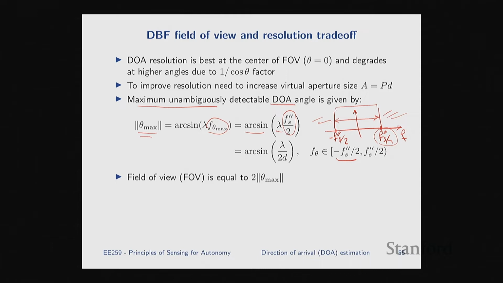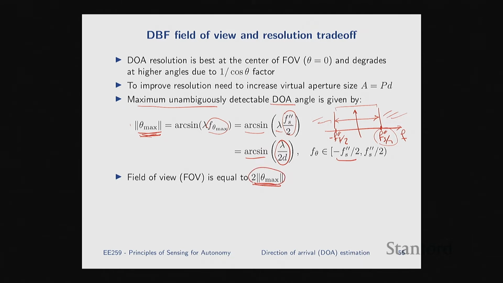and then your angle becomes arc sine of lambda times that. Okay, and as I just said, what is f double prime? That's 1 over d, 1 over the spacing between your antennas. So your theta max becomes arc sine of lambda over 2d. Okay, math is math, but the insight here is to improve your field of view, meaning to increase theta max. Your field of view is technically 2 times theta max because you go from both plus and minus, from minus absolute value of theta max to plus absolute value of theta max. So FOV is 2 times that.